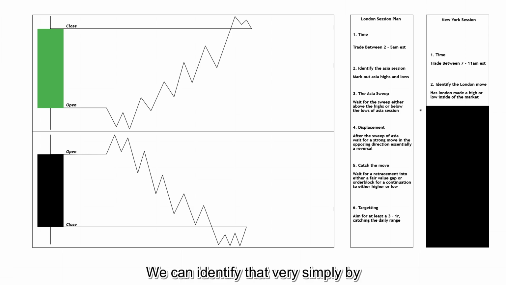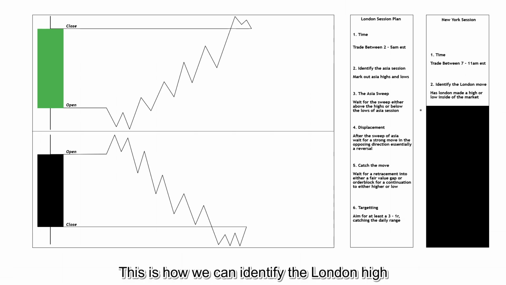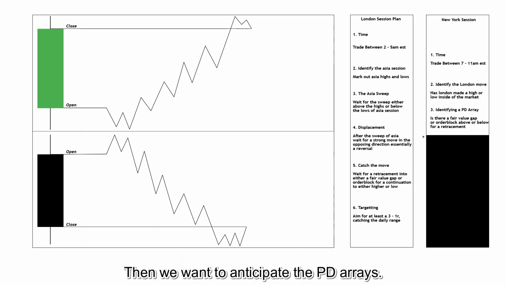We can identify that very simply by observing what I just taught you before. Have we taken out Asia highs or Asia lows during the London session, following that massive displacement in the opposing direction? This is how we can identify the London high or London low. Then we want to anticipate the PD arrays. Is there a fair value gap or order block above or below us that we can retrace back into to reprice before continuing to see higher or lower prices?